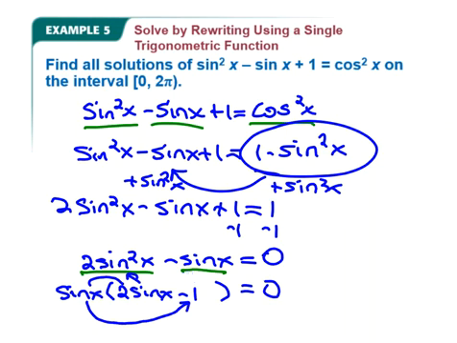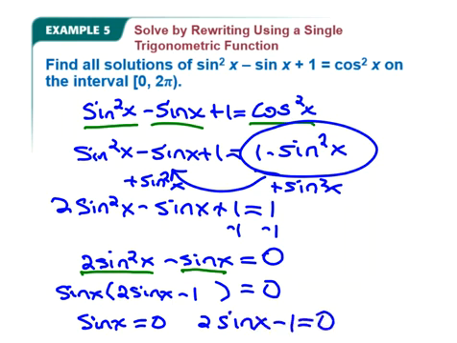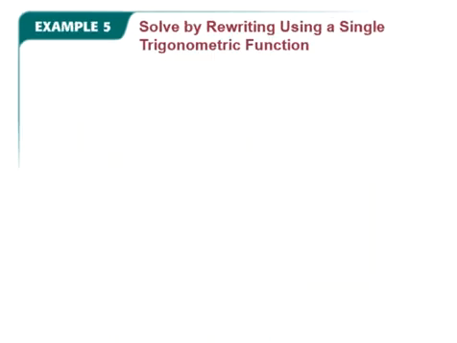So now I'm just going to get rid of those so it doesn't create confusion. Now I have two equations here: sine x equals 0 and 2 sine x minus 1 equals 0. So what I'm going to do now is go to another slide so we can continue our work. So let's move on to this.